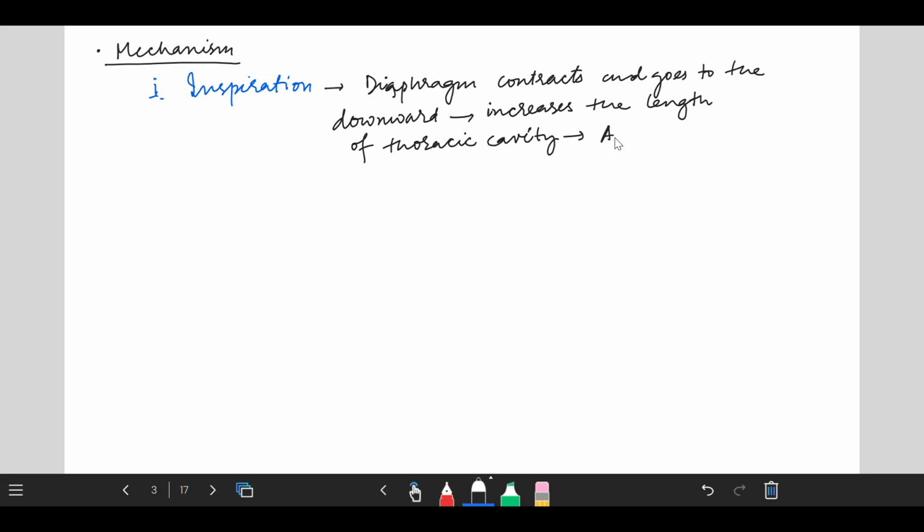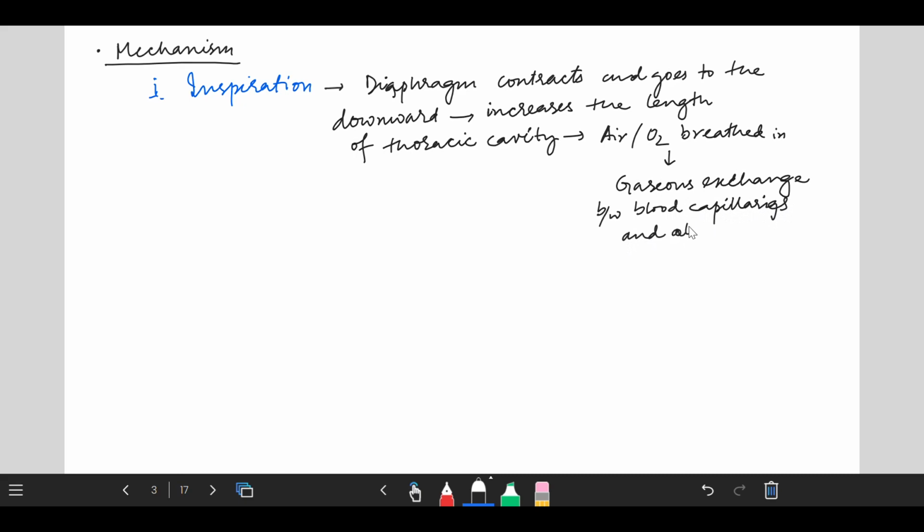So air or O2 is breathed in. After breathing in O2, gaseous exchange occurs between alveoli and blood capillaries, and after this the second phase starts.